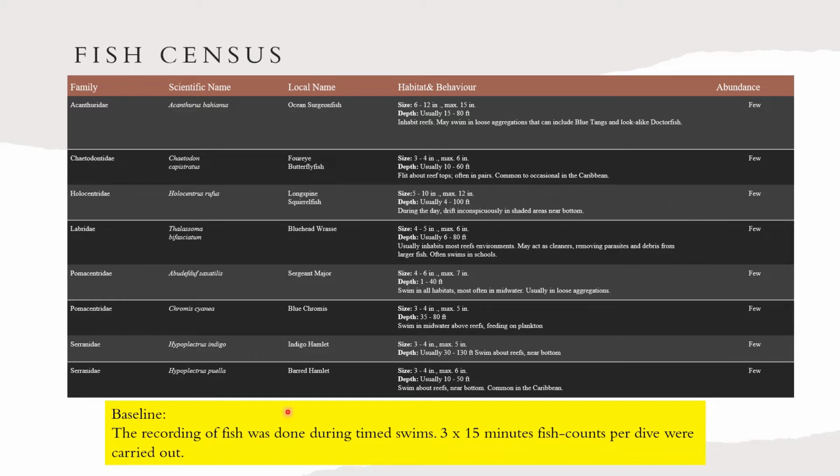Here are the fish censuses in seawater nearby Kampung Bajo at Lundu. In this study, the recording of fish was done during timed swims. 3 times 50 minute fish counts per dive were carried out.